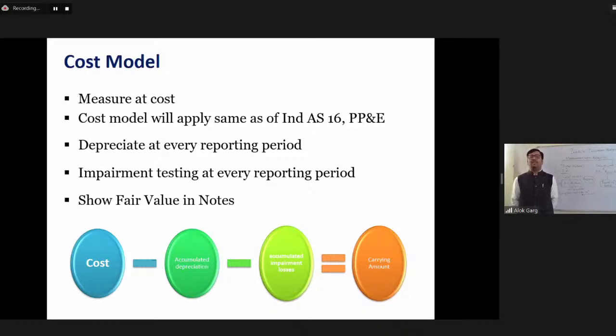The fair value is required to be disclosed in the notes to accounts, but fair value is not applicable for accounting purposes as it is in IFRS, because we have taken a carve out, or a removal of option, here.